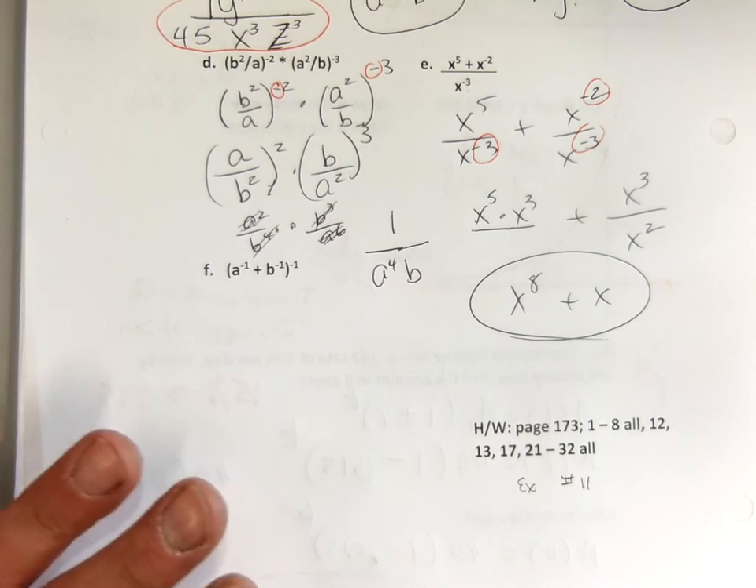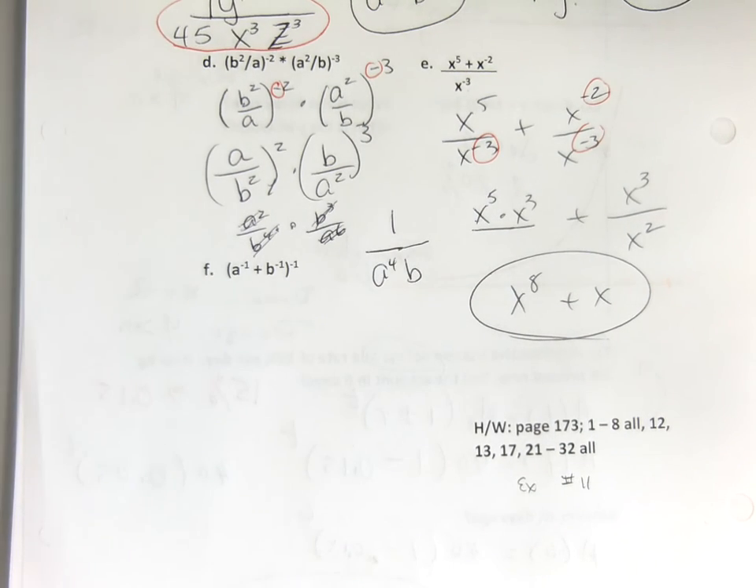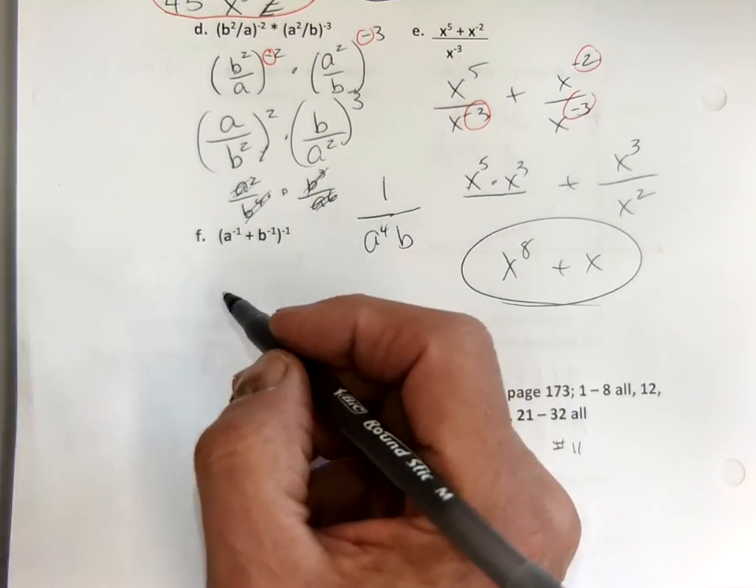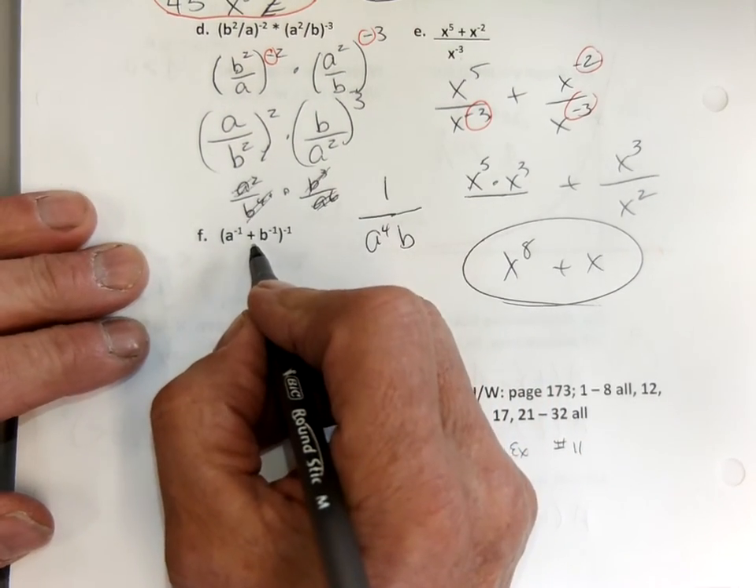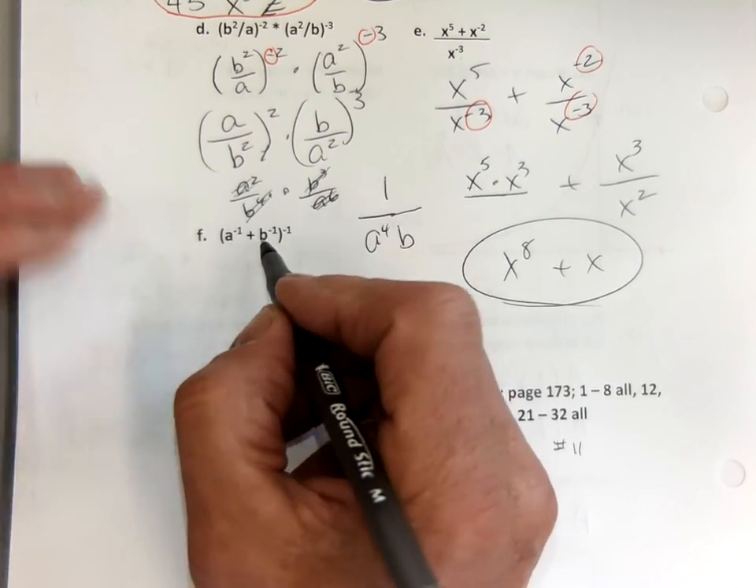Okay, now F looks really easy, but it's kind of complicated. I'll go through it slowly, okay? Do you remember doing this? Yeah, a little bit. All right, so F looks really easy, but it's a little complicated because of the plus sign. If there weren't a plus sign, you can't add them because they're different.